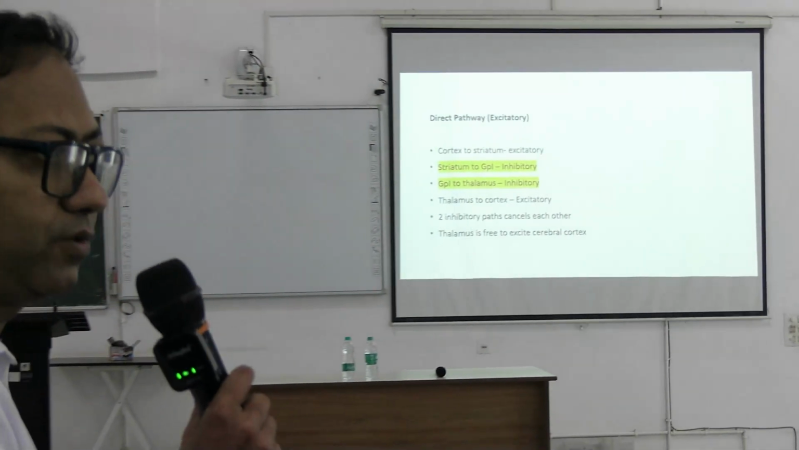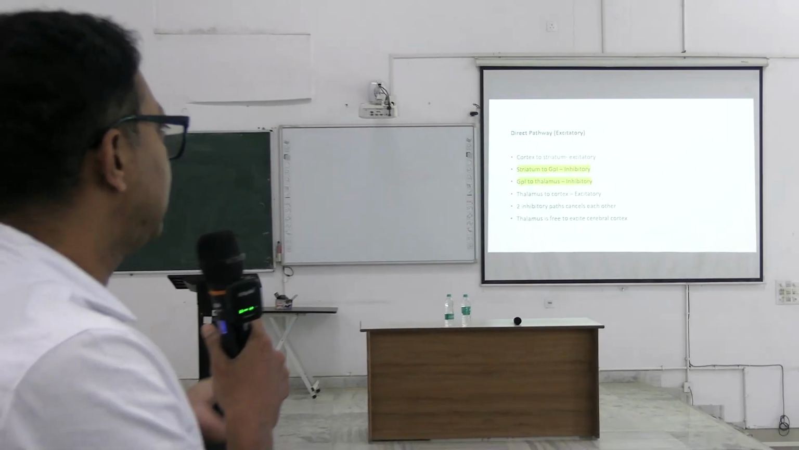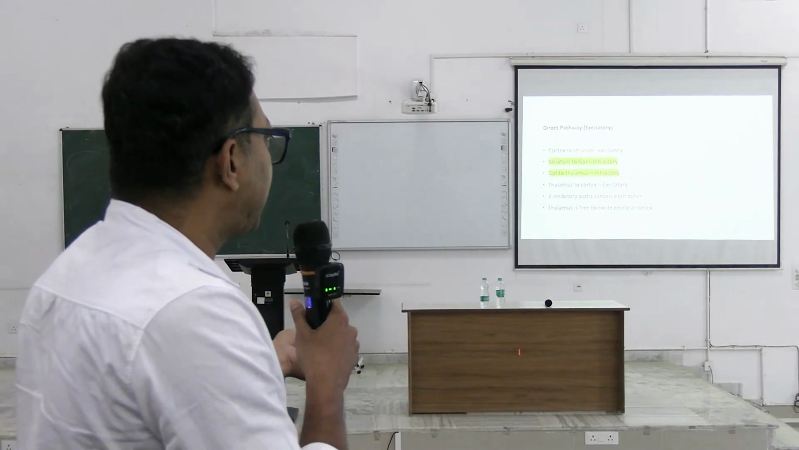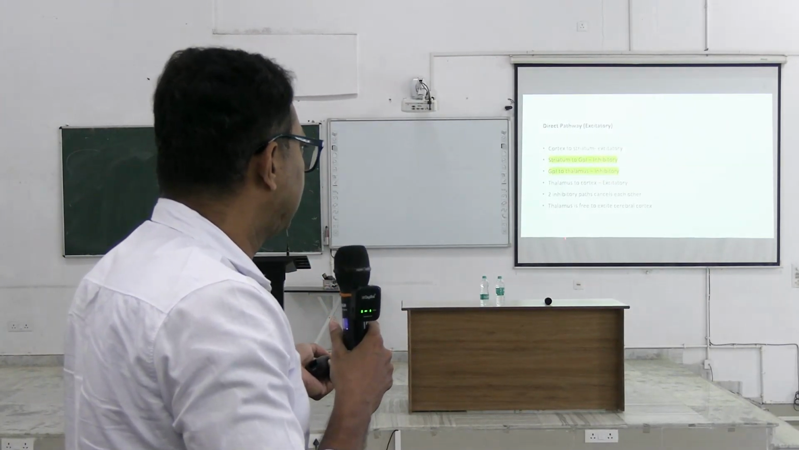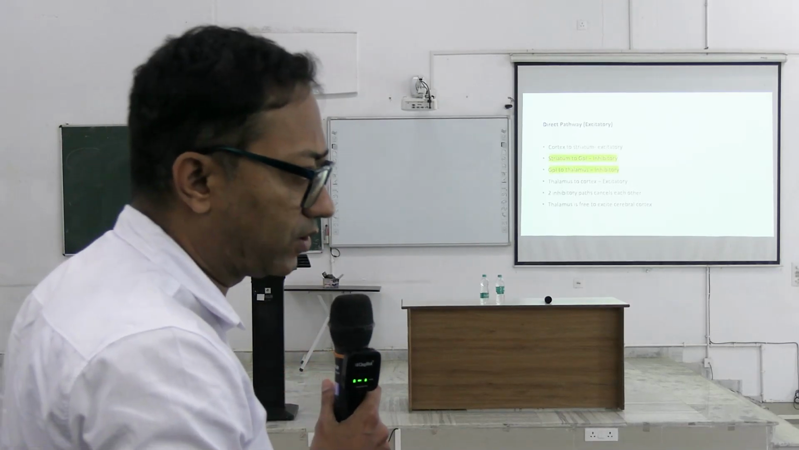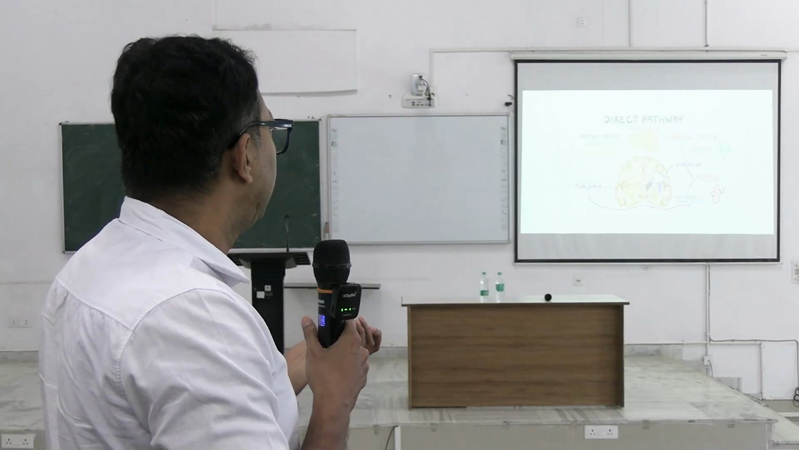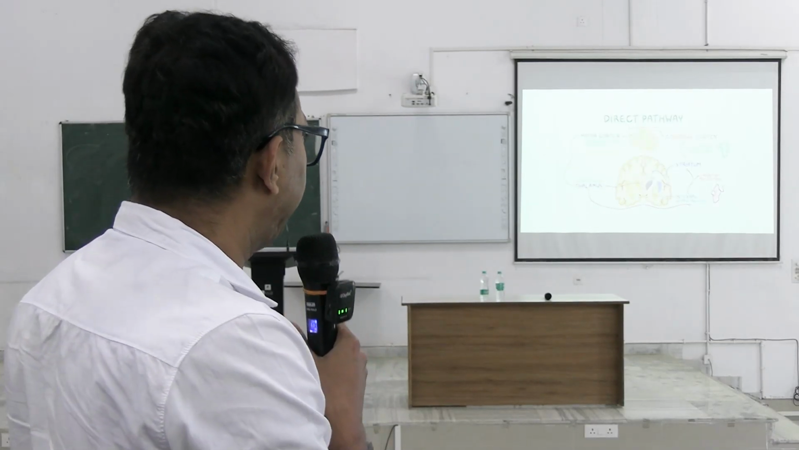So it is a very short pathway, it is a direct pathway. Okay, and in this pathway two inhibitory pathways, they cancel each other. So ultimately this pathway will excite cerebral cortex. Okay, thalamus is free to excite cerebral cortex. So this is the direct pathway and this is excitatory. Okay, see this pathway, this is the direct pathway.